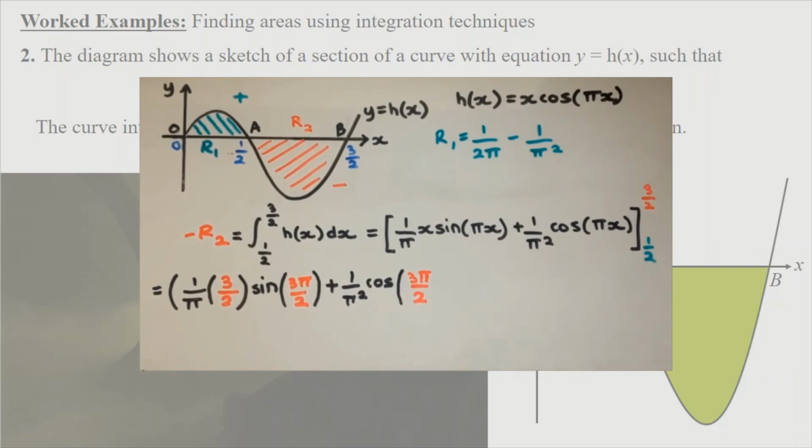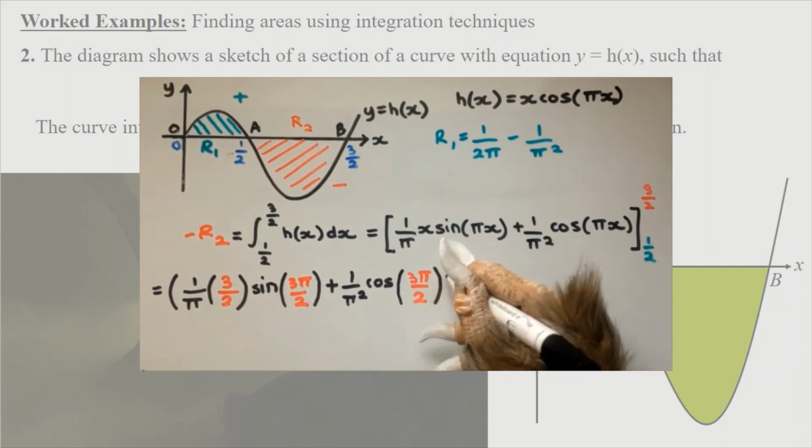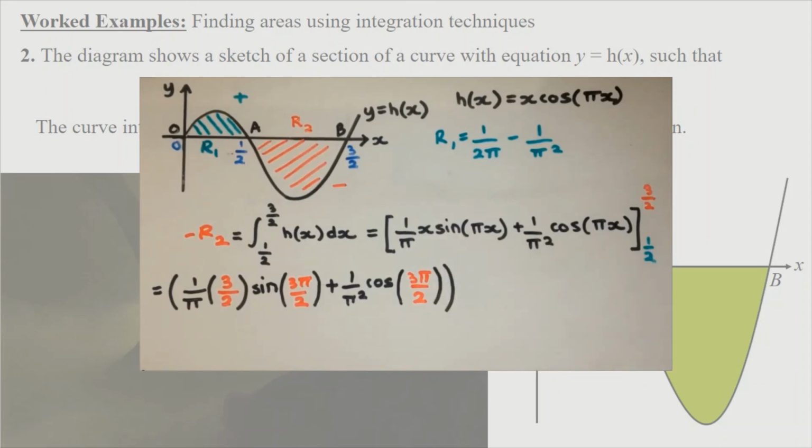I'll just close the brackets now. So 3 pi over 2, close that, close that. Right, so that's the upper limit. Now, just for space, I'm going to put the lower limit underneath. So we're going to be subtracting the exact same expression, but I'm going to be subbing in 1/2 instead. So it's going to be 1 over pi multiplied by 1/2 this time, and close that. Then we've got sine of 1/2 times pi, so that's pi over 2, which we know is 90 degrees, of course.